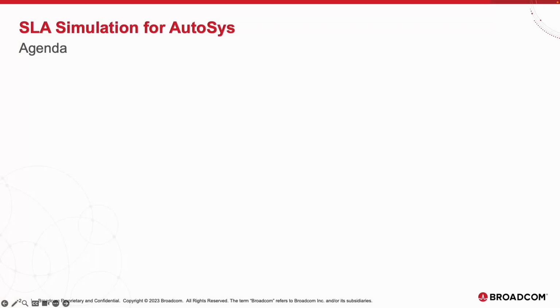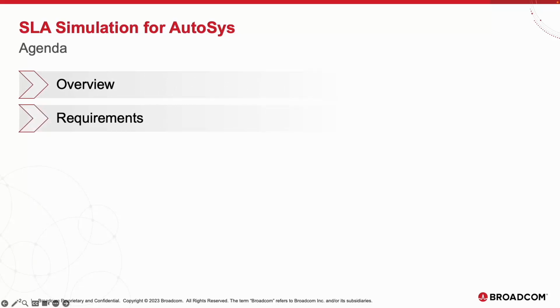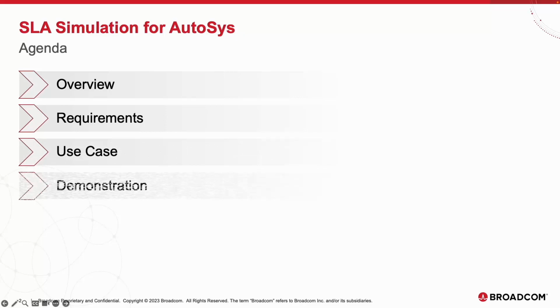This session will be broken into 4 topics. In the first, I'll begin by providing an overview of AAI's simulation feature. I'll then talk about what is required in order for AAI to run AutoSys simulations. Following this, I'll provide an example use case containing AutoSys job definition changes, and finally, I will demonstrate what happens when this use case is executed in AAI.